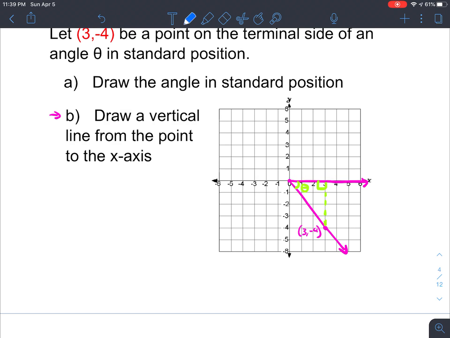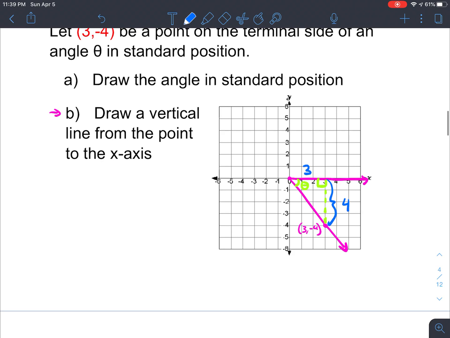So the measure of that side is going to be 3. We know that this side right here is 4 boxes long. However, it is 4 boxes in a negative direction. So what we're going to label that side with is a negative 4.